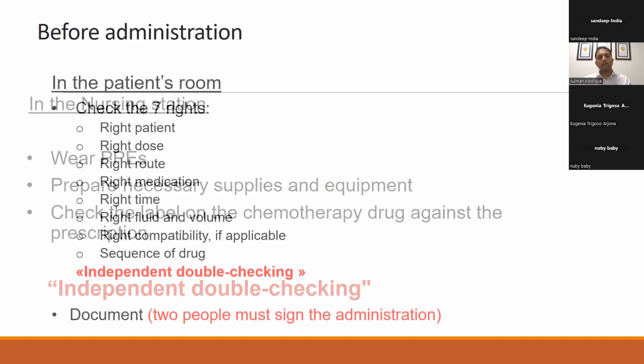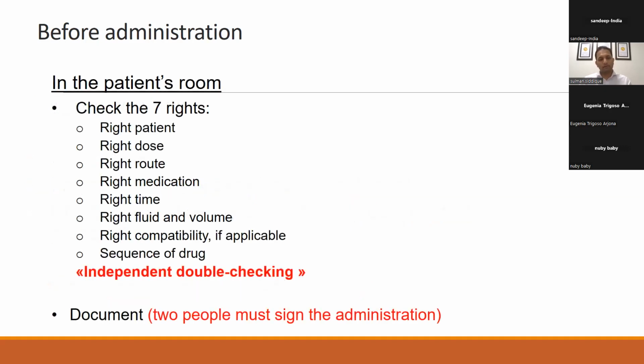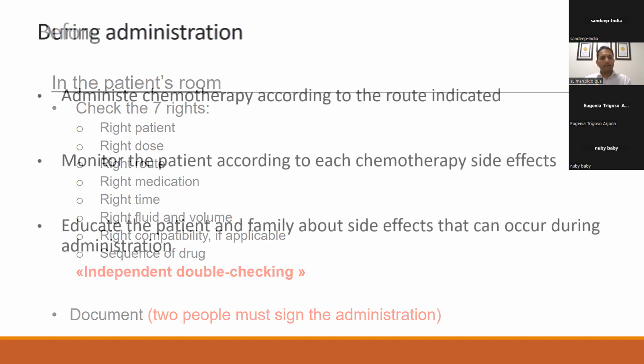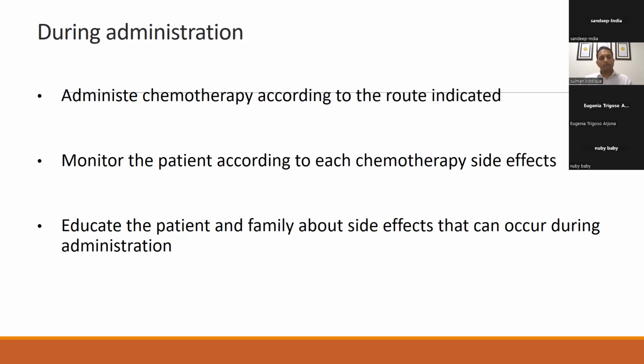Then the double checker should also look at the 7 rights: right patient, right dose, right route, right medication, right time, right fluid and volume, right compatibility. And both the administrator, the one who's administering, and the double checker, both two people should sign the medication administration record form. Those were the pre-administration checks.